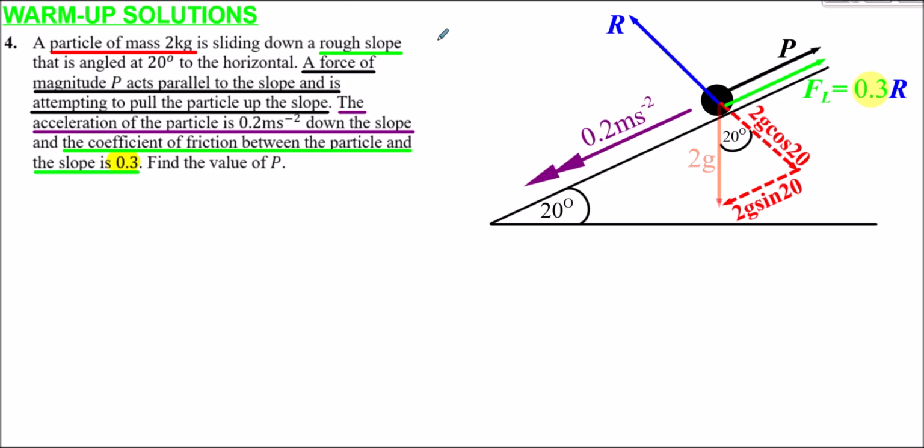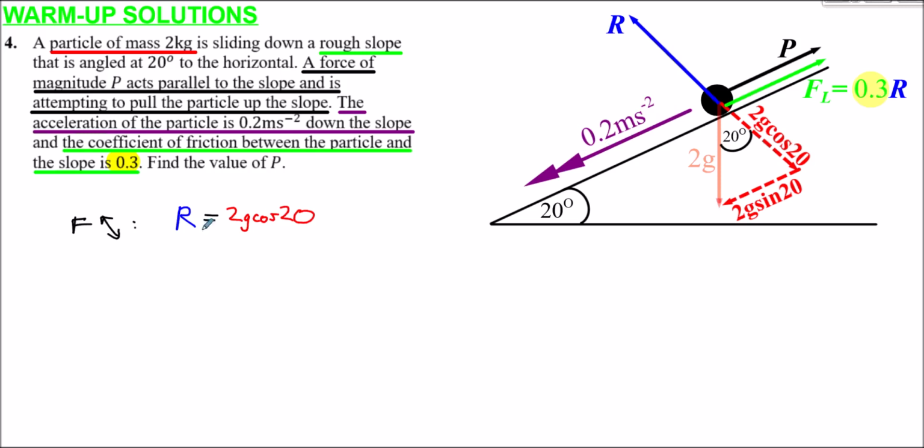So first of all, what we need to do is apply F equals ma, but we don't know enough forces yet. So first of all, let's focus on the forces acting perpendicular to the slope. So forces acting in this direction. So we've got R going up and away. That must be equal and opposite to 2g cos 20, because there's literally no acceleration going in this direction. So this force here must be equal and opposite to 2g cos 20. So R equals 2g cos 20.